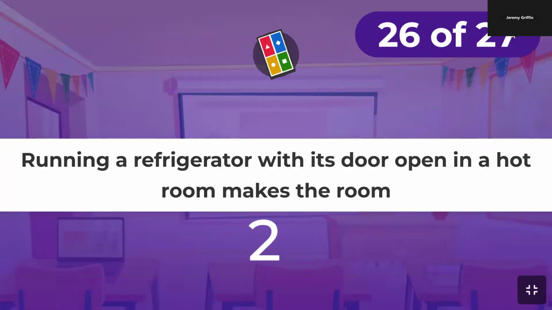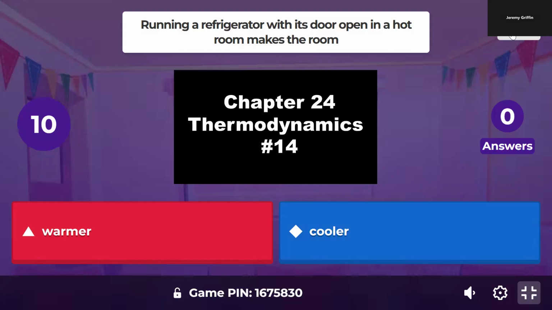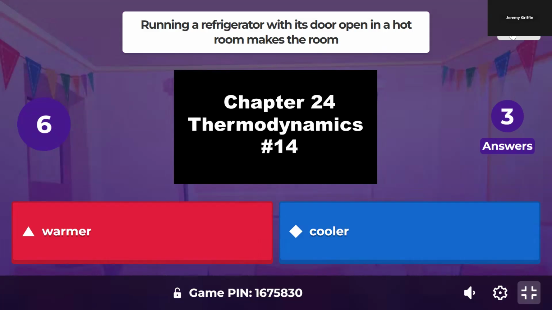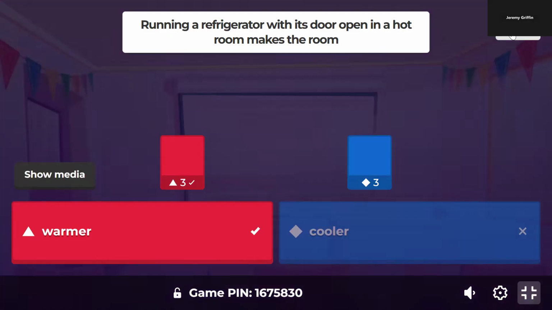Running a refrigerator with the door open in a hot room. Ooh, I might have to circle back to this one tomorrow. Take a guess. What do you think? This is probably going to be a final exam question. Okay, guys, more on this tomorrow.